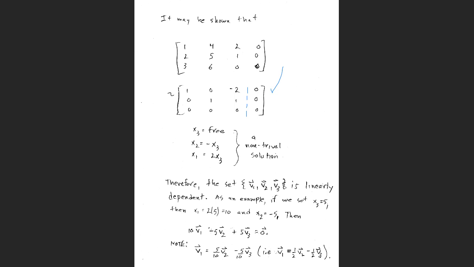And so it turns out that you have a non-trivial solution, because you have a free variable. x2 equals negative x3, and x1 equals 2x3.